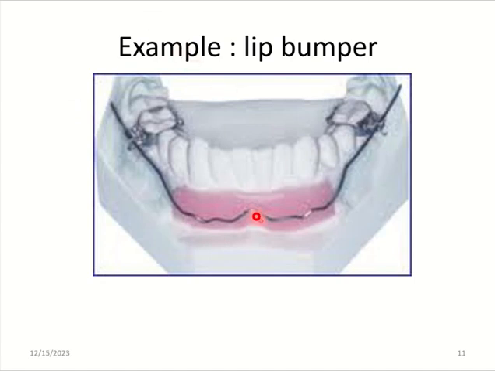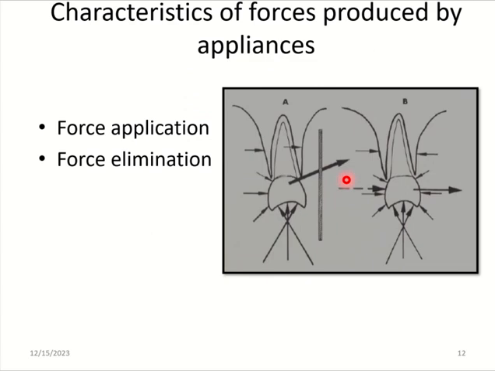For example, in a case where the lip is hyperactive or is providing more pressure on the lower incisors, it ultimately leads to the eruption of the lower incisors in such a way that they are retroclined, or it pushes the upper incisors labially. In that case, where you need to prevent this excessive force from the lip, what you give is a lip bumper. What a lip bumper does is it acts on the principle of force elimination. So you're eliminating the lip force on the incisors by giving such an appliance.